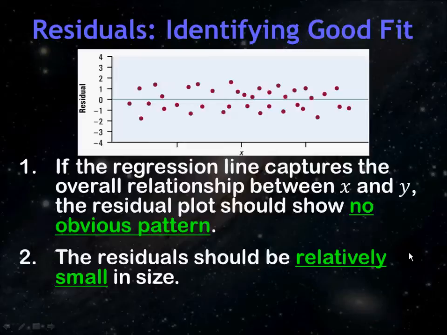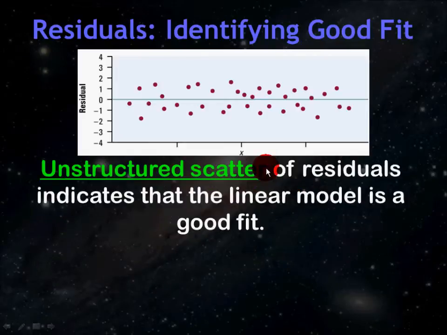So let's take a look at some examples. This is unstructured scatter, random scatter. An unstructured scatter of residuals indicates that the linear model is a good fit. This means if you see a random scatter of dots on a residual plot, remember this is a residual plot, that's good. That means the line that you used to calculate predicted values is probably a pretty good predictor of what y it would actually be if you plugged in a value of x.